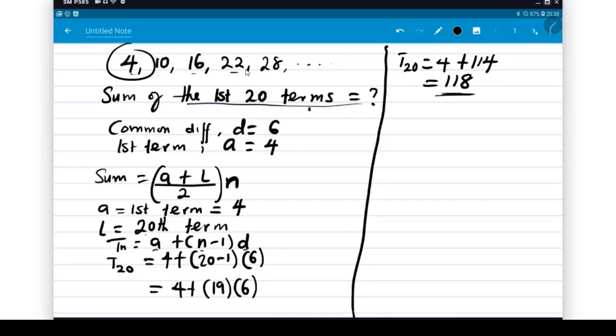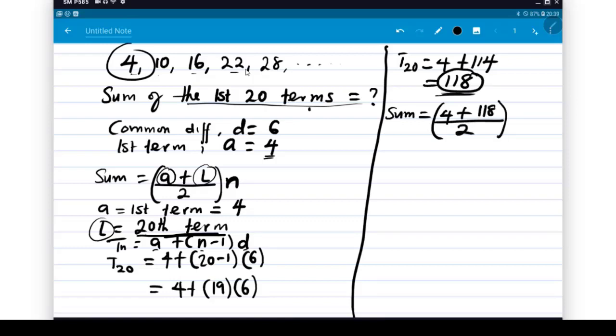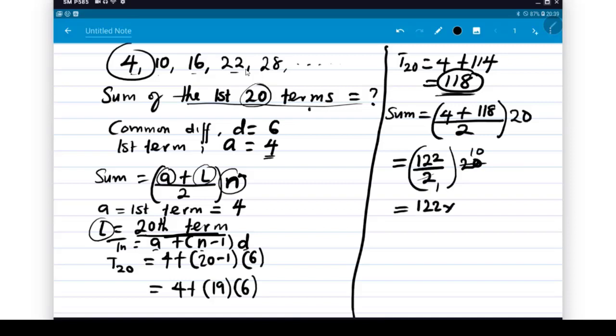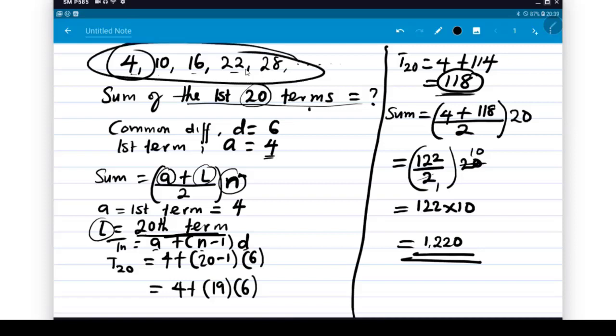So therefore, the sum that we are looking for will be a, which is our 4, plus the last term, which is our 20th term, 118, divided by 2 times n, which is the number of terms we are summing, that is 20. If we add 118 plus 4, that will give us 122 divided by 2 times 20. So I could do it like this: 2 here, 1 here, 10, and that means we have 122 times 10, which will give me 1220 as the sum of the first 20 terms of this sequence.